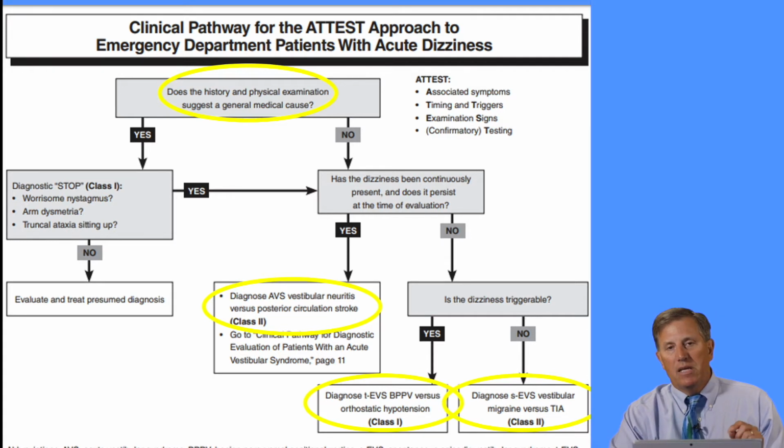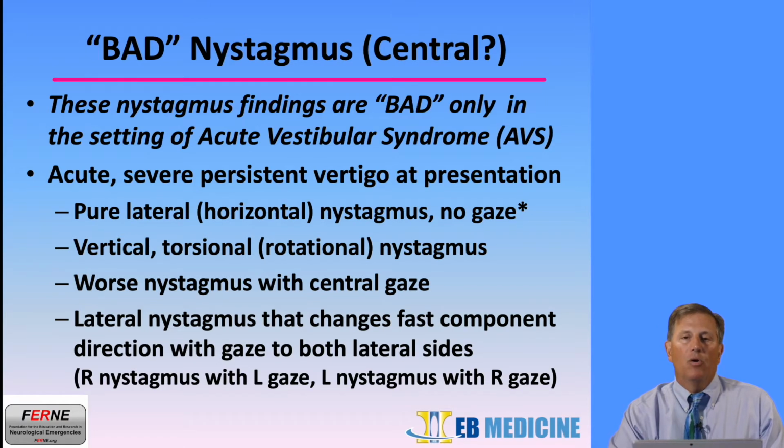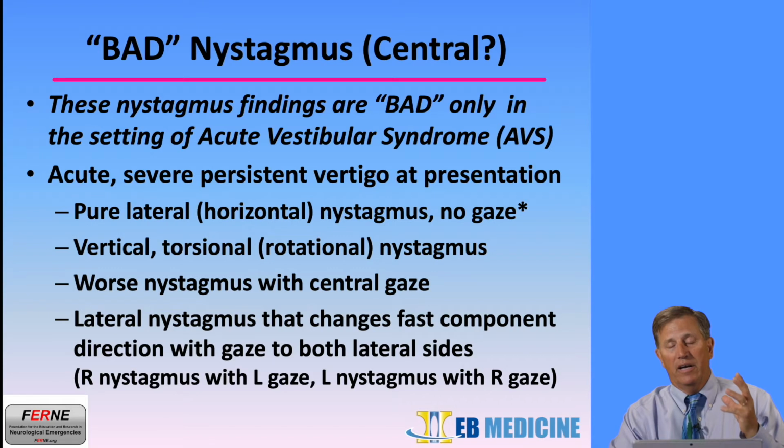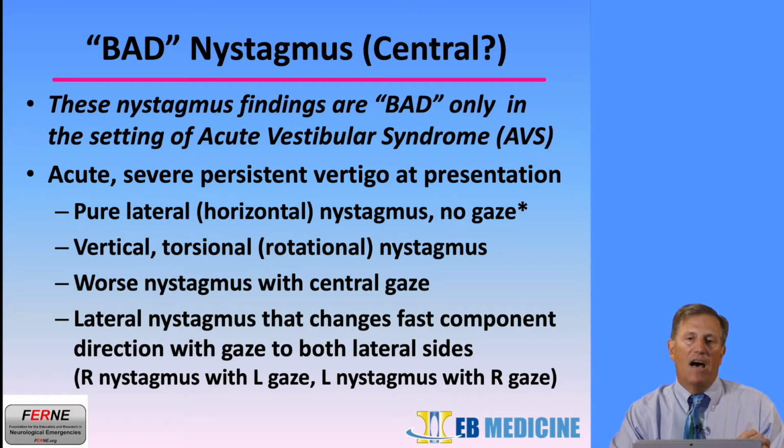So, the reason I bring this up is as follows. I'm going to talk about the likely central causes of nystagmus, and these bad types of nystagmus are suggestive of a central etiology, not labyrinthine, only in the setting of an acute vestibular syndrome. My point here is this. If a patient has acute, severe, persistent vertigo at presentation, there are nystagmus findings that suggest a central etiology. So someone comes in with 5 hours of severe, constant dizziness, that's acute vestibular syndrome. And in an acute vestibular syndrome, here are the types of nystagmus that suggest a central etiology.